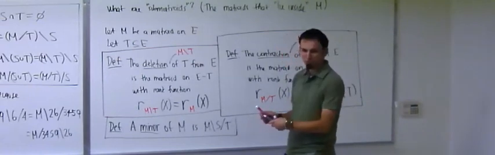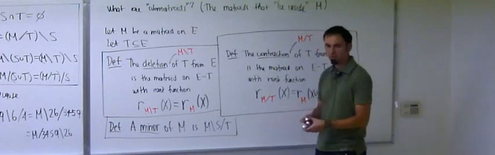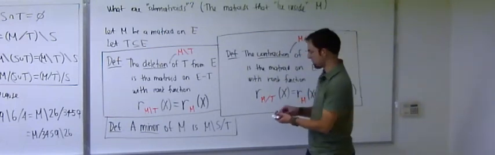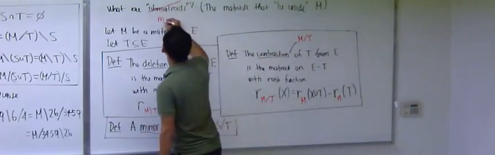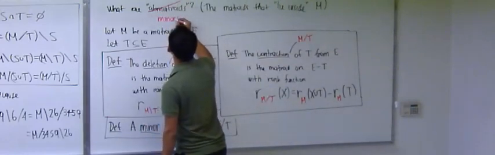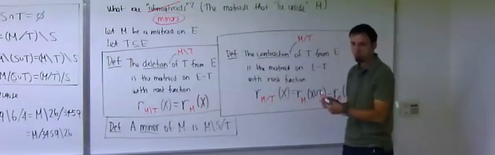In the literature, you don't ever see the word submatroid. The word that you see is minor. So you won't really see this, but you'll see the word minor. This is the definition.